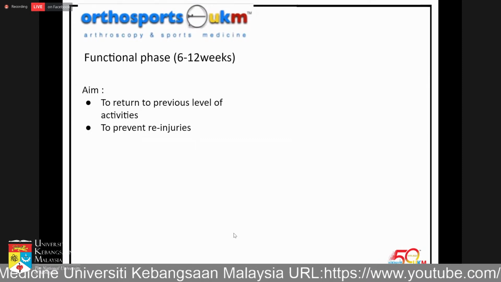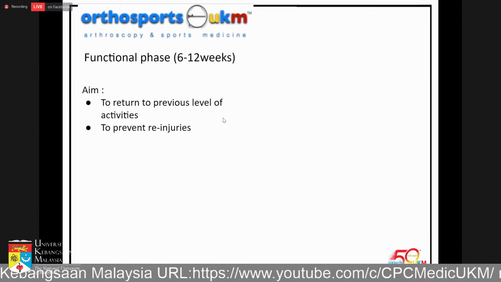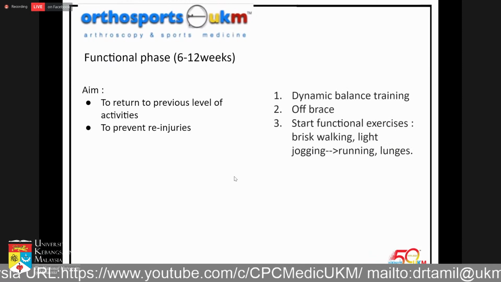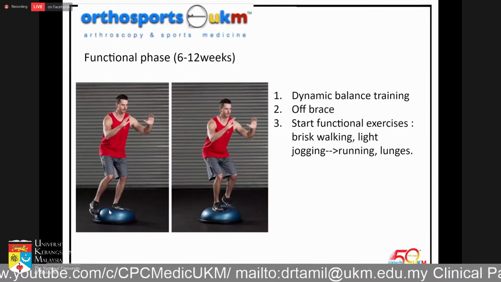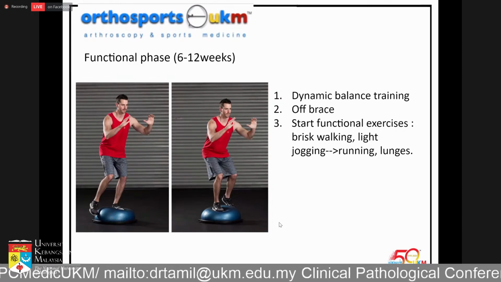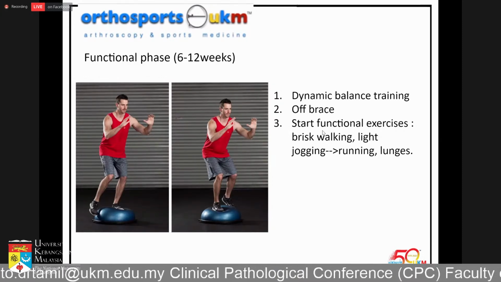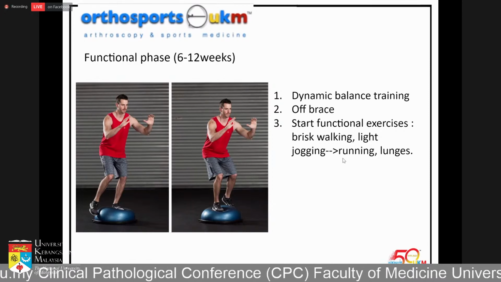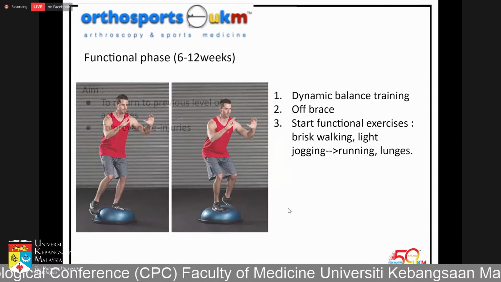So at the functional phase at 6 to 12 weeks, the aim is to get them to return to their previous level of activities and to prevent any re-injuries while doing this. For that, we teach them dynamic balance training. For example, the patient will stand on a silicone ball and they need to balance themselves. And then we can take off the brace, and the patient can start small functional exercises such as brisk walking, light jogging, and running after 12 weeks. And they can start doing open chain exercises.